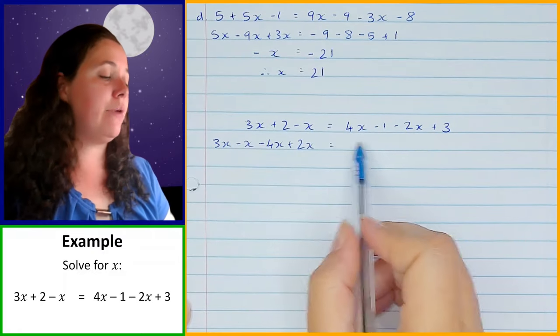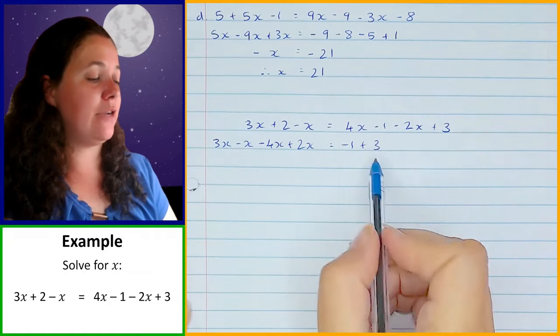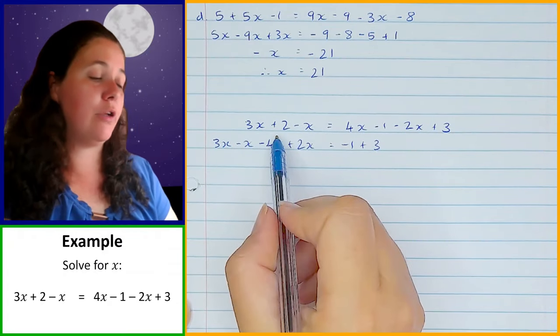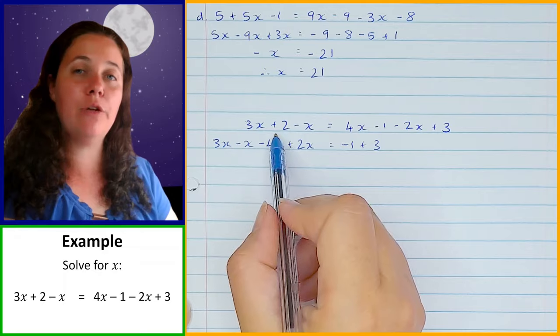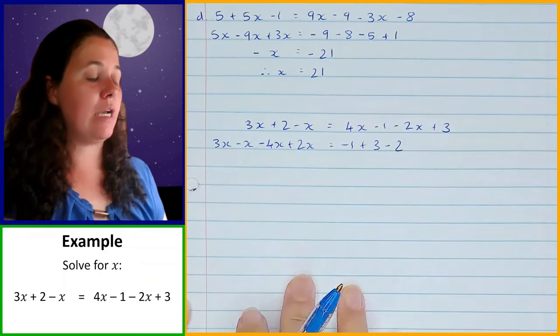Okay, on the right-hand side, I have got negative 1. I've got positive 3. And let's just check for any constants on this side that I need to get rid of. So I've got positive 2, which I need to get rid of, so I'm going to cancel it out by subtracting 2 on both sides. Okay, so now let's simplify that.